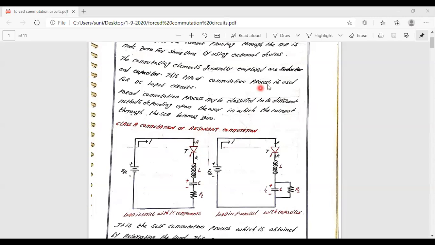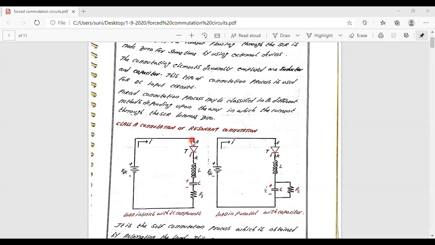So the purpose of this inductor is nothing but to limit the charging rate of the capacitor. If a small inductor is considered, then you are going to have a fast, quick charging of the capacitor. If a large inductor is considered, then you are going to have a slow rate of charging of the capacitor.